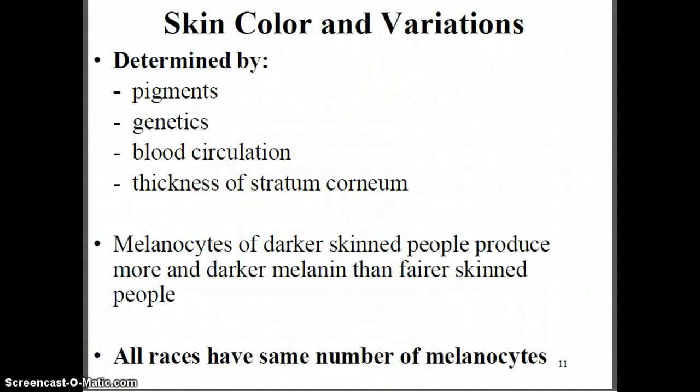Let's move on. Skin color and variations is determined by pigments, genetics, blood circulation, and the thickness of the stratum corneum. And actually, whether you are dark-skinned or light-skinned, you have the same number of melanocytes as other, let's say, races of people. It is how active the melanocytes are and how much melanin, or the dark pigment, that they produce. That's all it is. That's all the differences are. And when you think about where different races of people originated, it makes sense for certain people to have more pigmentation in their skin than for others. Northern climates, less pigmentation. Equatorial climates, more pigmentation.